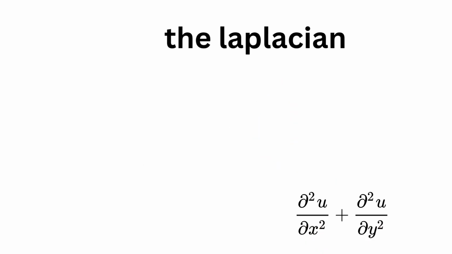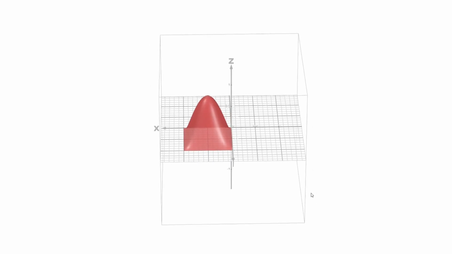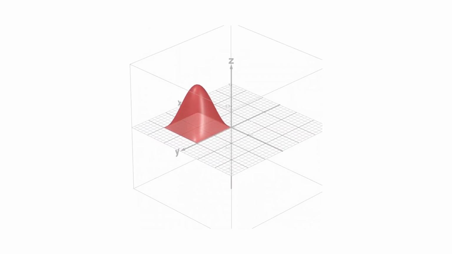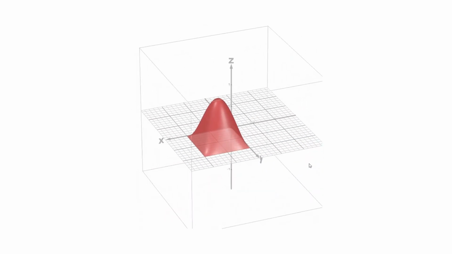So the physics hasn't changed. We're still asking exactly the same question. How different is the temperature at this point compared to its neighborhood? The only difference is that each point now has neighbors in two directions instead of one.